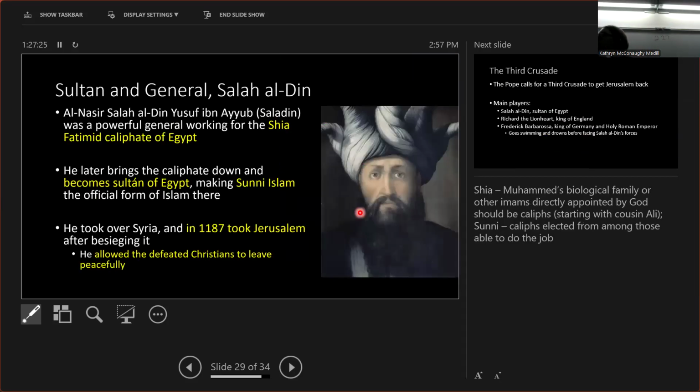Now, at this point, we get a very important figure on the Islamic side. Al-Nasir Salah al-Din Yusuf ibn Ayyub, usually known in English as Saladin or Salah ad-Din, was at first a powerful general who worked for the Shia Fatimid Caliphate of Egypt. So he was a very powerful and well-known general. He was fighting against the Seljuks. He was fighting against the Libyans. He was fighting against different powers. However, later on, he ends up bringing down that caliphate and becoming Sultan of Egypt.